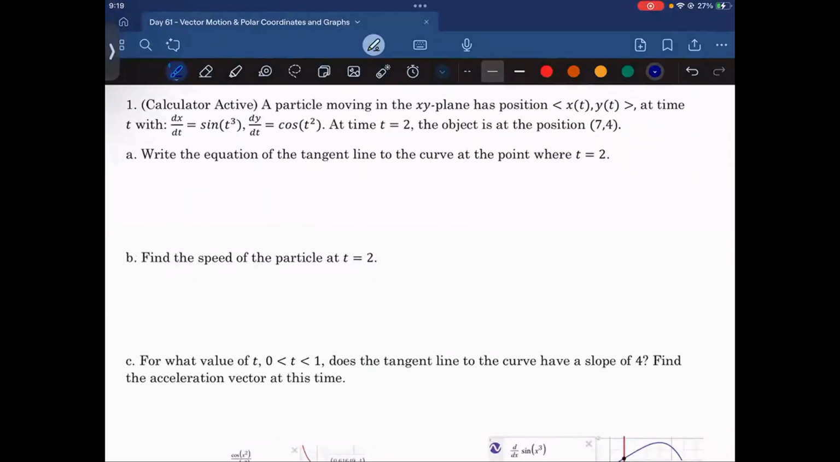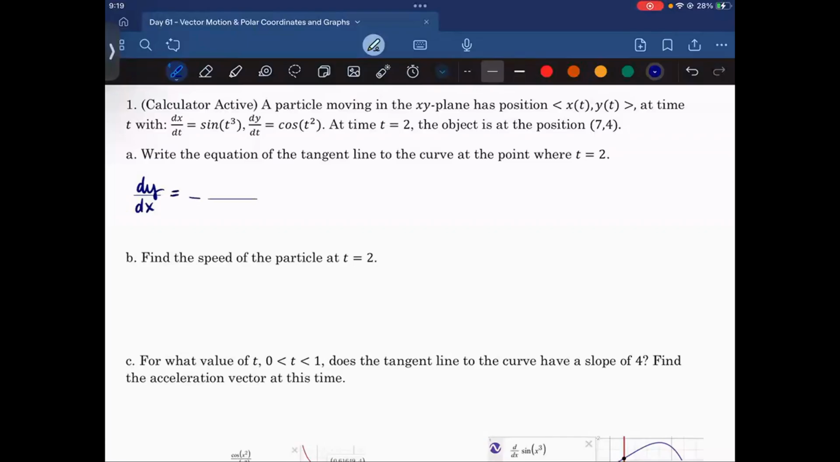A particle moving in the xy plane has a position of x of t, y of t at time t, with the derivative of x with respect to t as sine of t cubed and the derivative of y with respect to t as cosine of t squared. At time t equals 2, the object is in position (7, 4). So the first thing we're going to do is write the equation of the tangent line to the curve at the point where t equals 2. And with that, we're going to do the dy over dx, which is the slope.